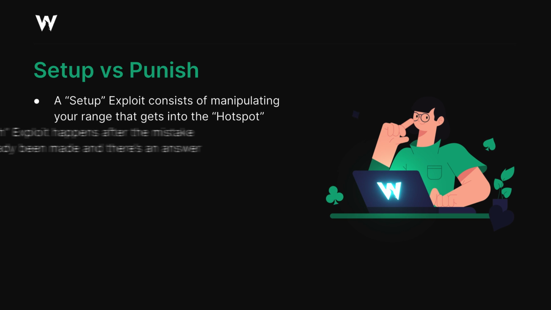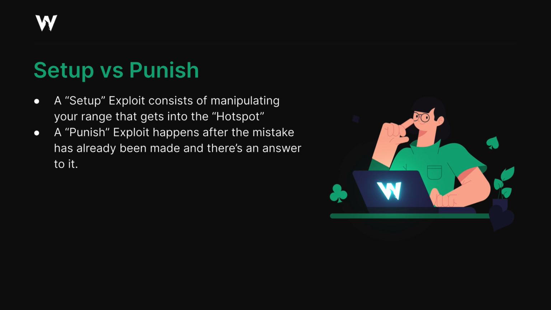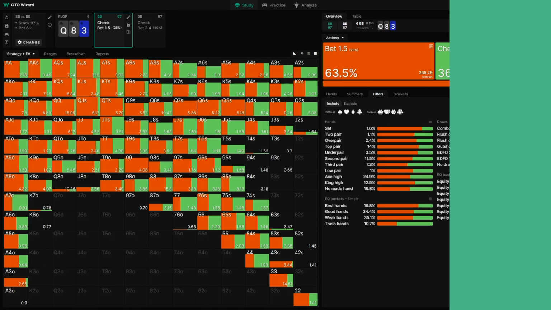A punish, on the other hand, is whatever adjustment we make after they've made the mistake. So in this particular example of them raising the flop too much, well, we would c-bet with a different range, and then after we get raised, we're also going to respond differently than how we would respond against a perfect GTO solution.